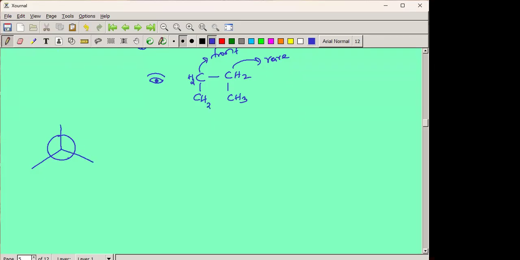See here, the front carbon atom is connected with one CH3 group and the remaining two are hydrogens. Similarly, the rear carbon atom also has a CH3 group and the remaining two are hydrogens. These two are the reference groups, where the angle is 0 degrees. The angle between these two is 0 degrees. That's why this is called the Gaussian conformation.